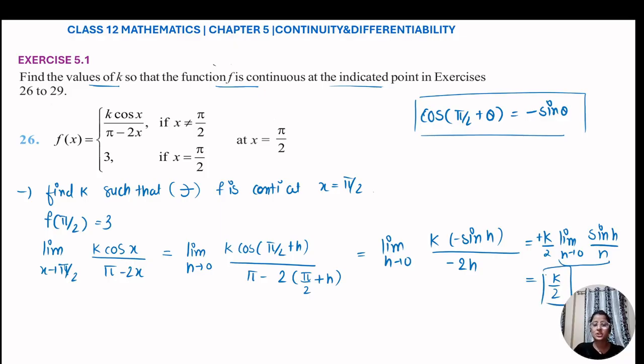To make the function continuous at pi by 2, we want this limit value to be equal to the function value. That's how we can find the condition on k, right? So k by 2 must be equal to 3. This implies our k should be 6. So this is the required condition on k. That means k must be 6 so that the function will be continuous at x equals pi by 2. Okay, so it's very easy.